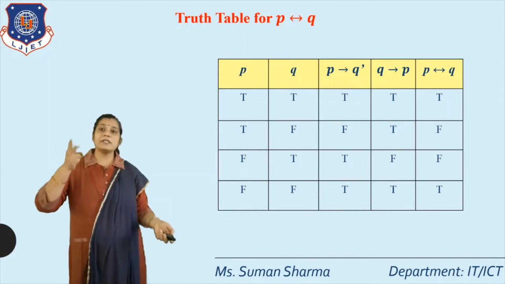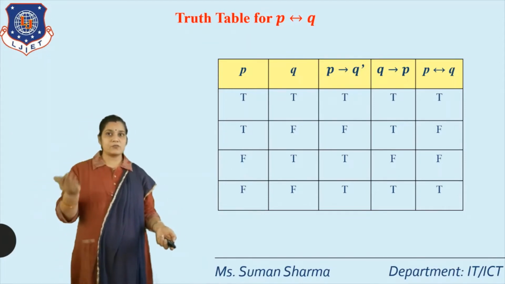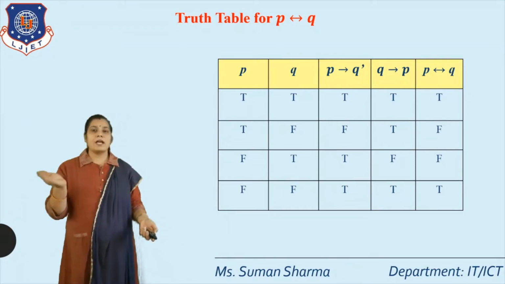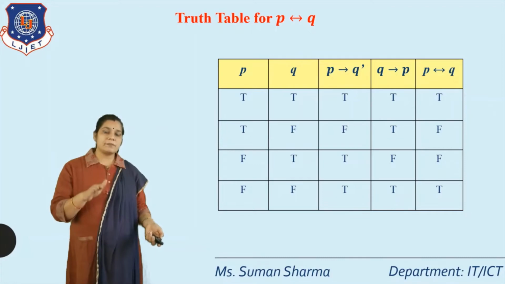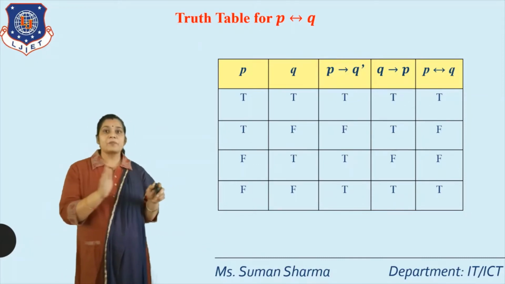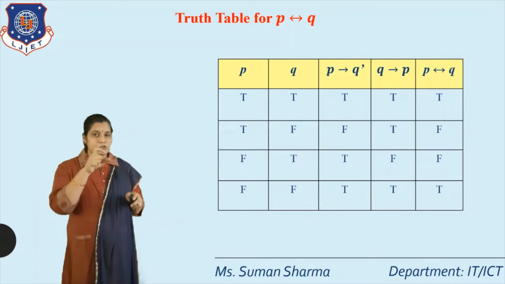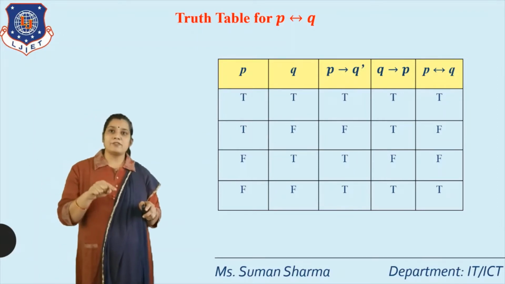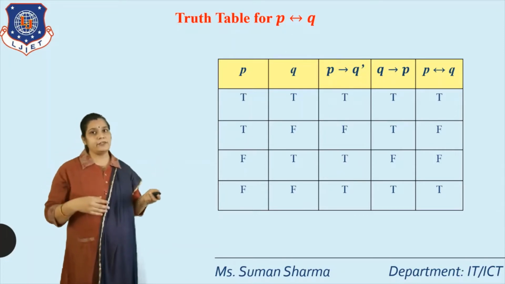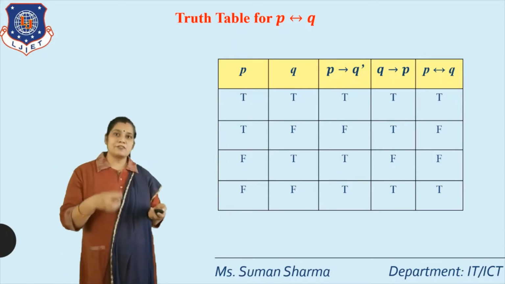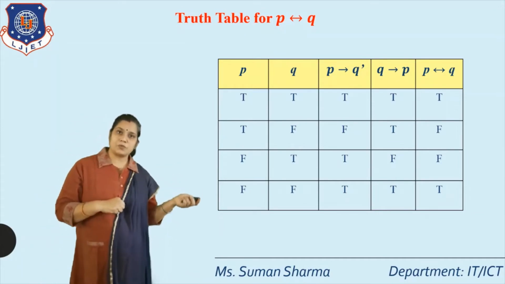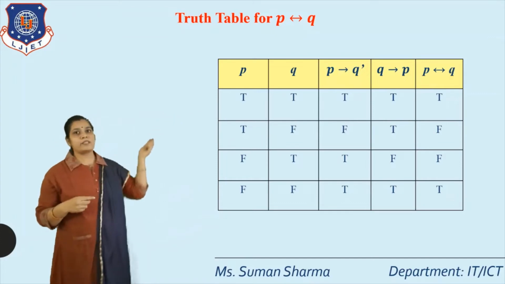But in the middle two, that means first one is true and second one is false, or first one is false and second one is true, always keep in mind you write the value of the second statement. So in the second row you have T and F, your second statement is false, so P implies Q is false. And in the third row F and T, your second statement is true, so P implies Q is equal to true.